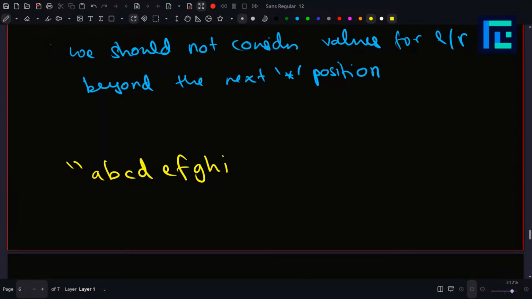Now, basically, for each step, I need to find the previous star and the next star quickly, right? So what remains? What remains?